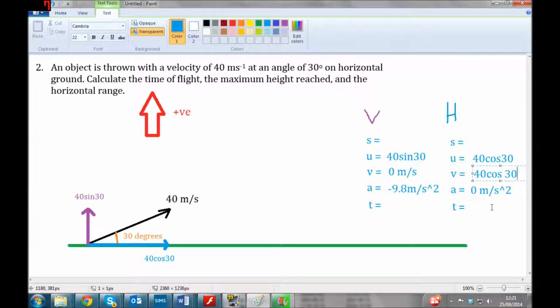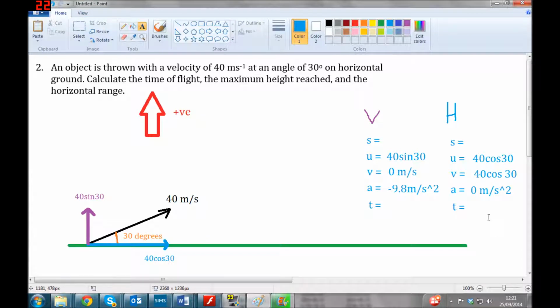Let's stick that in. 40 cos 30. So this time, what have I got? Well, I've got 3 things here, but they're kind of useless. That's why I was hesitant to put the v in, because you might trick yourself and say, oh, I've got 3 things, but you won't really work anything out with them because they're all so similar. Over here, though, I've definitely got some stuff I can work with, and the first thing is the time of flight. So let's use a suvat.